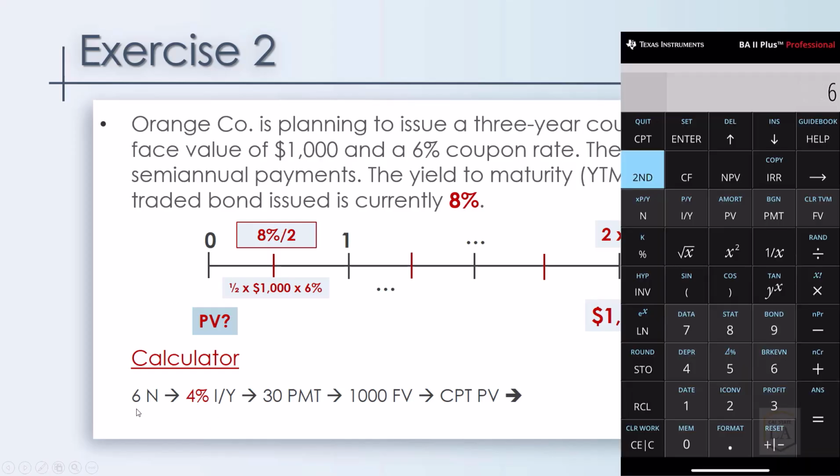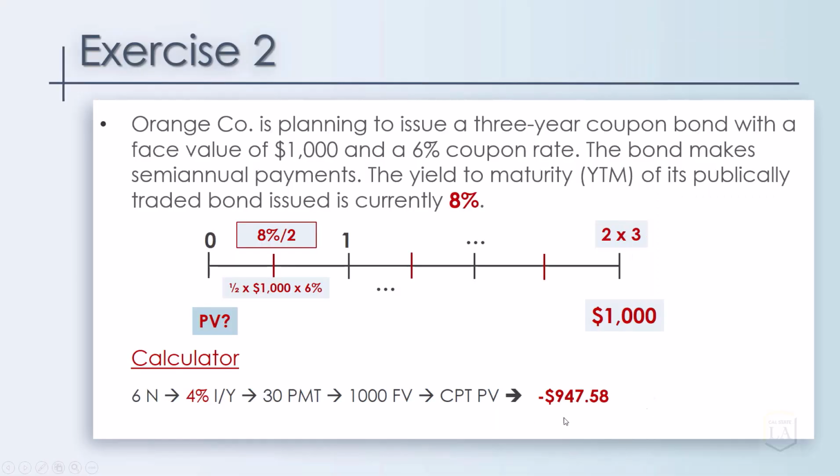If you just input all these variables in this order, you will have $947.58 as your output variable. Okay, so this will be your value. So currently, if you pay $947.58, that will be the adequate price or value for this bond. And by paying so much, you will be able to collect $30 every 6 months, and in the end of this 3-year term, you will also be able to collect $1,000.